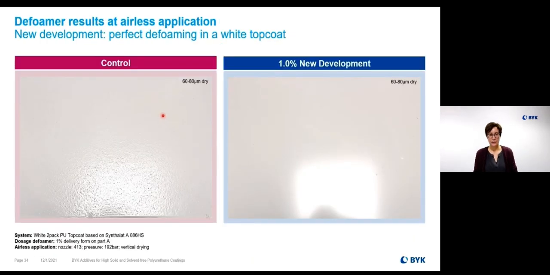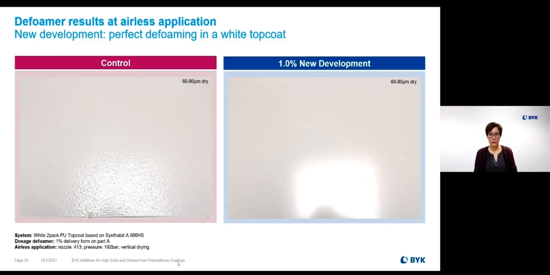Here on this slide, you see a white high solid top coat based on Syntalat A086HS. Left-hand side without any defoamer, and right-hand side with 1% of a new development. Left-hand side, you have again the reflection of a light, and you see that you have a lot of surface defects here. Right-hand side, you see the light reflection much sharper. In that case, it means you have much less foam as compared to the control one.